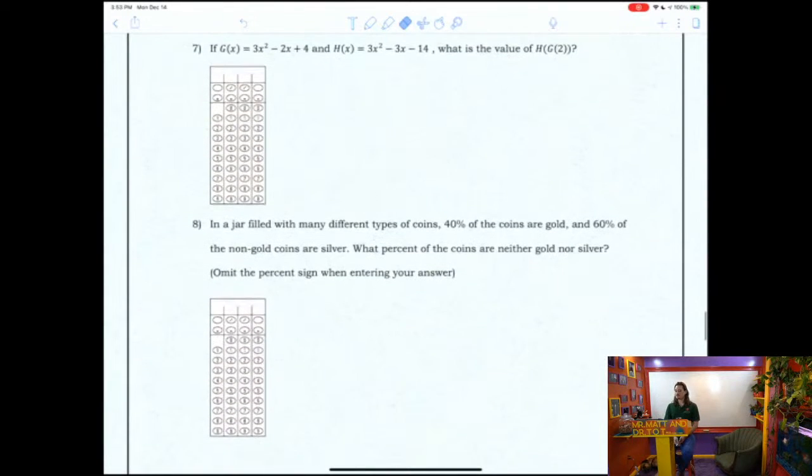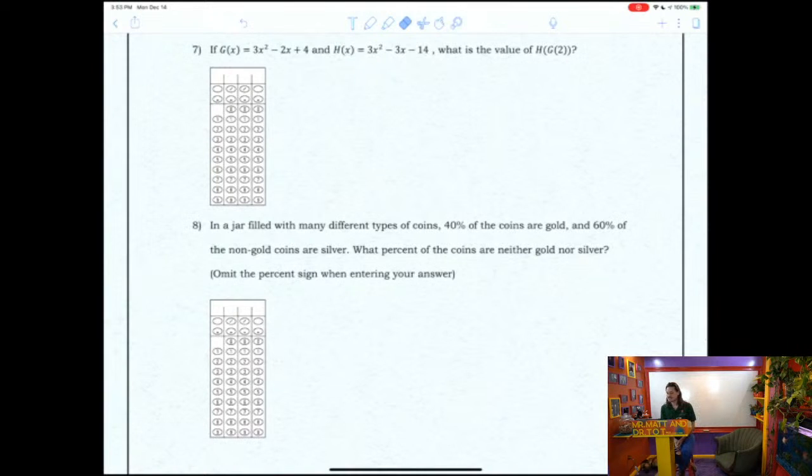Okay, some different problems here, 7 and 8. Question 7 asks, if g of x is equal to 3x squared minus 2x plus 4, and h of x is equal to 3x squared minus 3x minus 14, what is the value of h of g of 2?